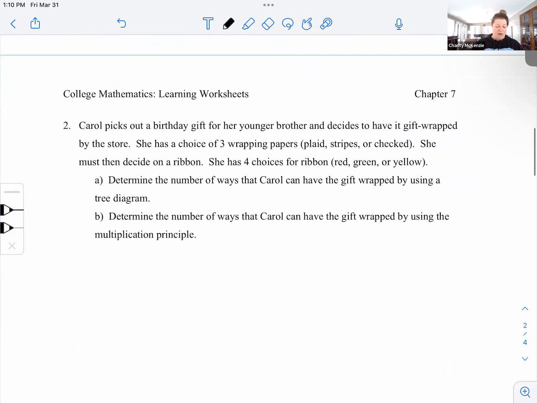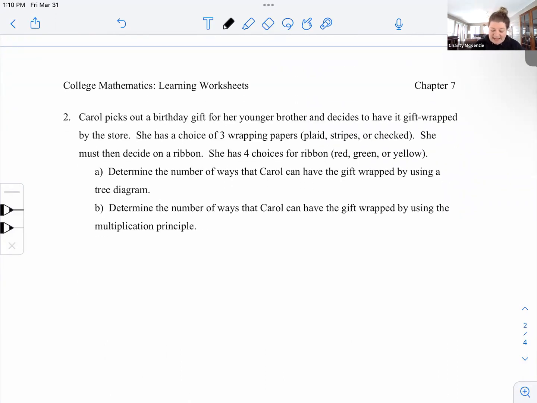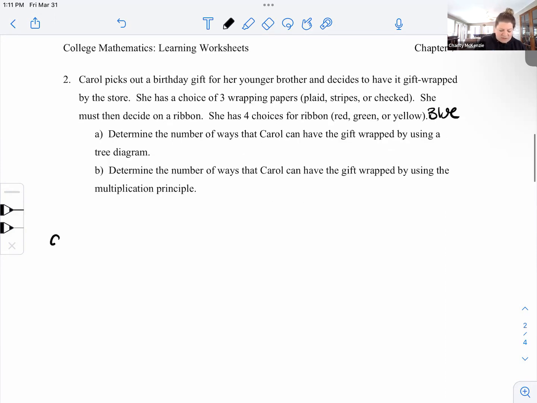Okay, Carol picks out a birthday gift for her younger brother and decides to have it gift wrapped by the store. She has a choice of 3 wrappings: plaid, stripes, and checked. She must then decide on a ribbon. She has 4 choices. They're missing a choice on here. It says 4 choices, and then they list 3, so we'll add blue. Determine the number of ways that Carol can have the gift wrapped by using a tree diagram. So we're going to do a tree first. We have paper, 3 options: 1, 2, 3, and it was plaid, stripes, and checked.